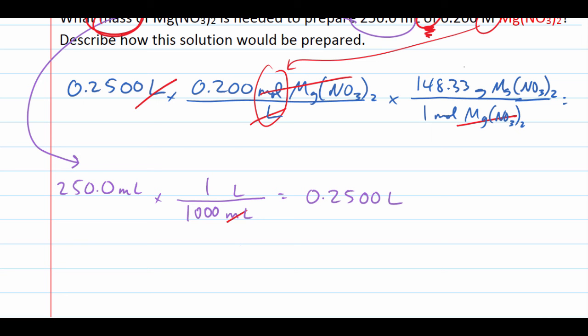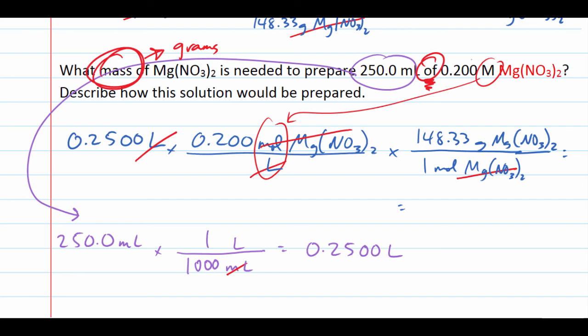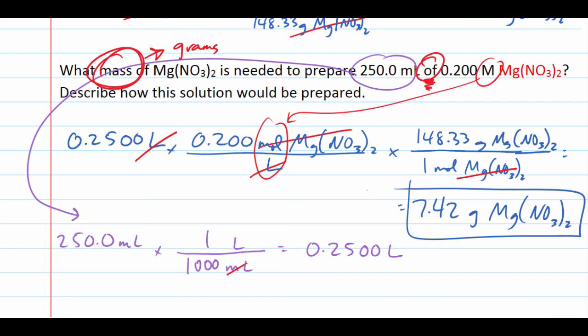Once we get our answer, we need to ask how many significant figures, and how many should we have? Should be 3, because the 0.200 has 3 significant figures. So we'd round off our answer to be 7.42. The label is grams of the magnesium nitrate as the answer.